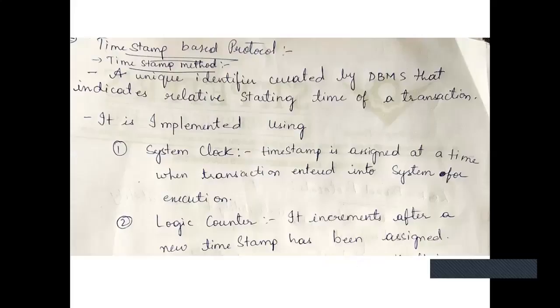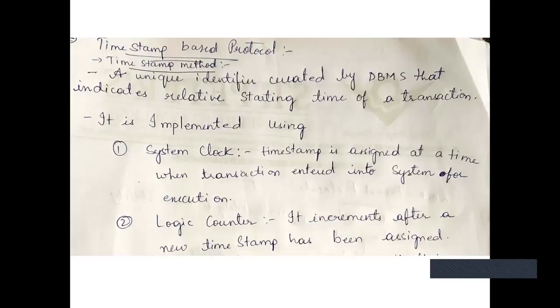Let me give you an example. Suppose a customer A is performing a transaction at 10 o'clock, 10 a.m. That is a timestamp. That time, date, hour, and seconds become the timestamp of that particular transaction.